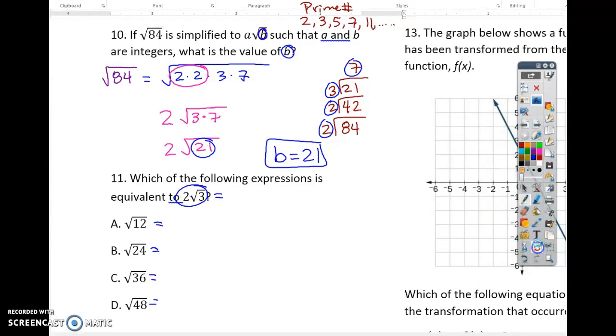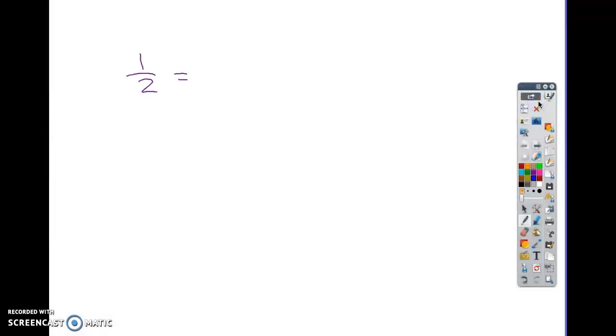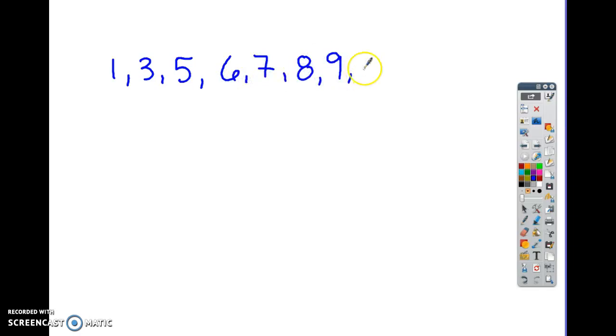Now, for those of you who forgot, here are the numbers that you have to do again. You have to do problem 1, which I already did, problem 3, which I already did, 5, 6, 7, 8, 9, 10, 11, and on the last page you have to do 16, 17, and 18. And make sure that you show all the work.